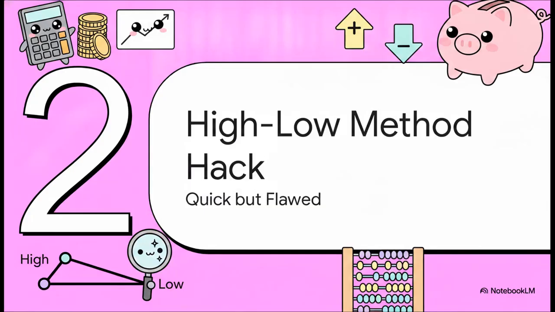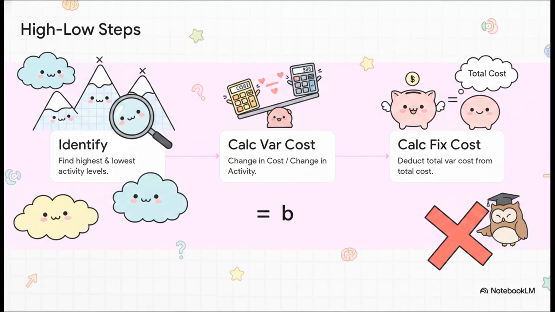Moving on to section 2, the high-low method hack. It's quick, but it's totally flawed. So how exactly do we find A and B? Well, this first method is a mathematically objective hack using only 2 extreme data points from your historical records. You'll want to memorize these 3 steps for super rapid exam calculations.